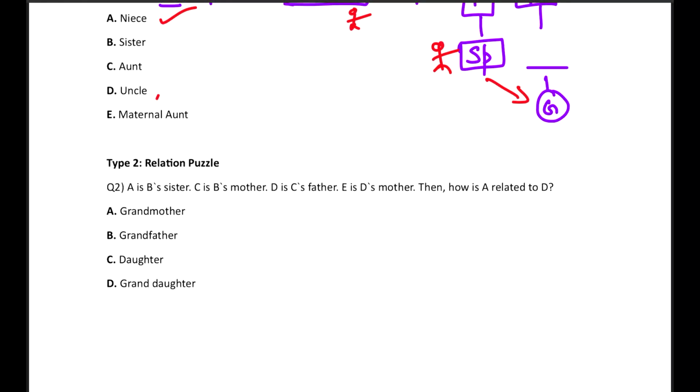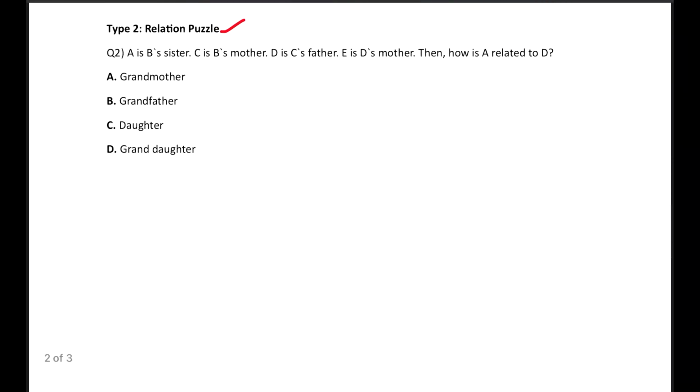Now, taking the second category, A is B's sister. As you see, there are breakages. These kinds of questions are done with the help of diagrams, and we call them relation puzzles. So starting off with the diagram, let me make the diagram for you. I hope you have already tried it. If not, then try it on your own and then start.